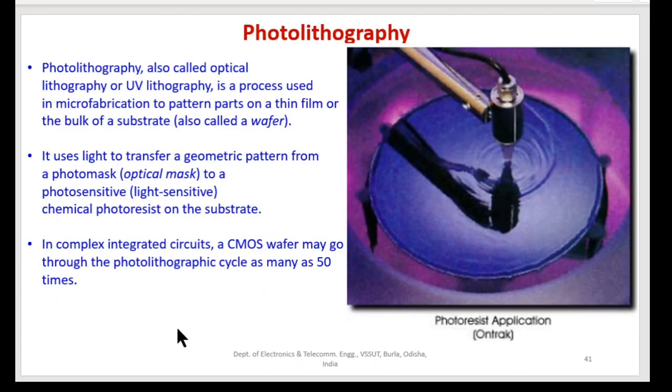photolithography process. So this is what is written here. It uses light to transfer a geometric pattern from a photo mask, also called an optical mask, to a photosensitive, light sensitive chemical photoresist on the substrate. In complex ICs, a CMOS wafer may go through the photolithographic cycle as many as 50 times.